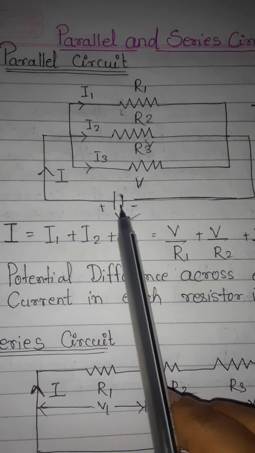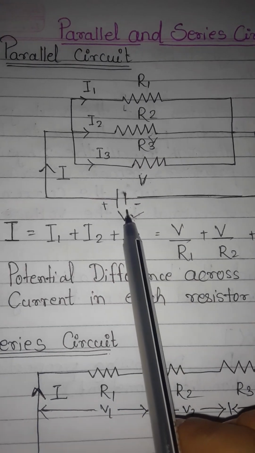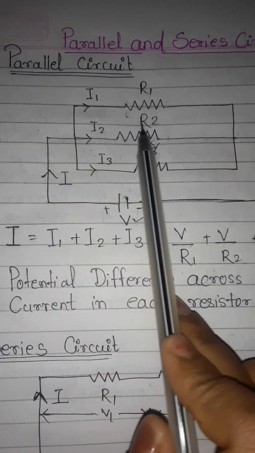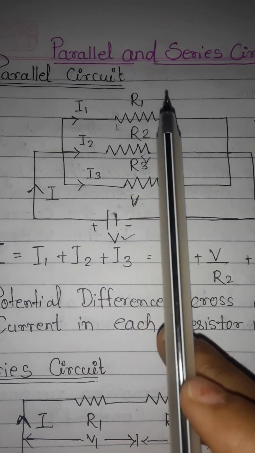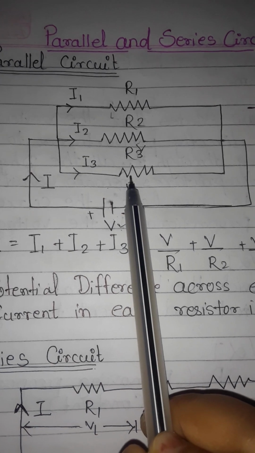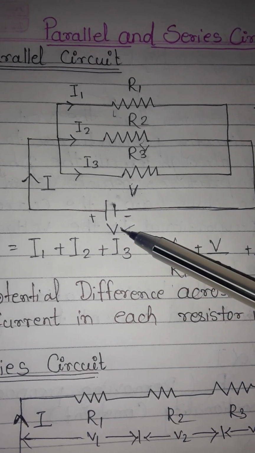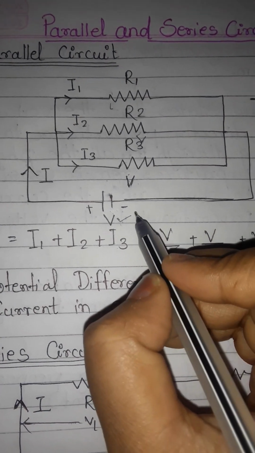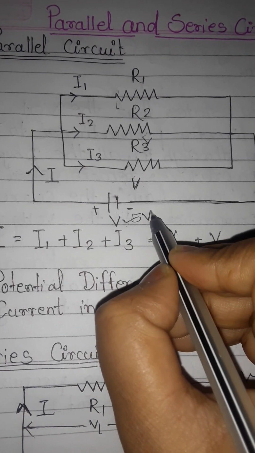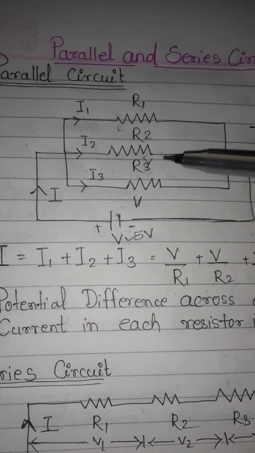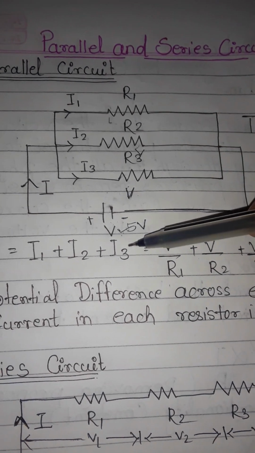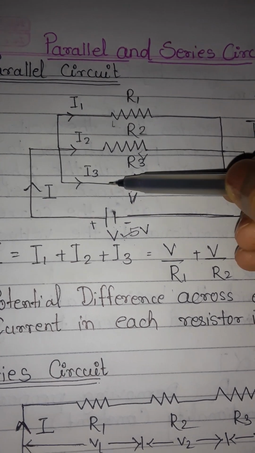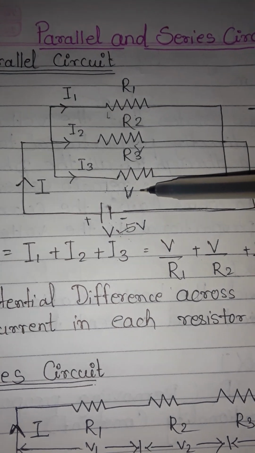One voltage source is connected across these three resistors, and due to this voltage source one current I is flowing through the resistors. One thing we have to remember in the parallel connection is that the voltage across each resistor is the same. If we take a 5 volt voltage source, then across R1 we will find 5 volt, across R2 we will find 5 volt, and also across R3 we will get the same 5 volt.